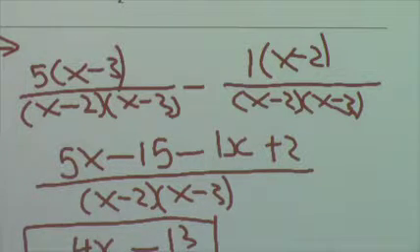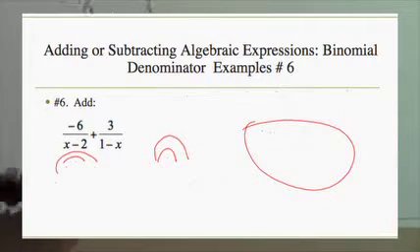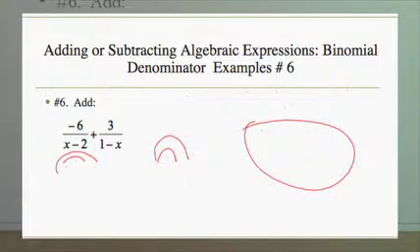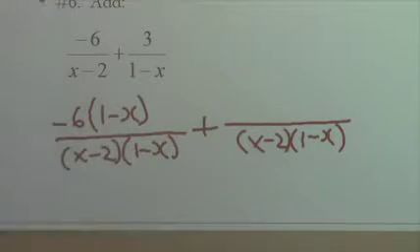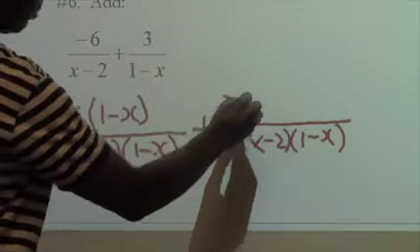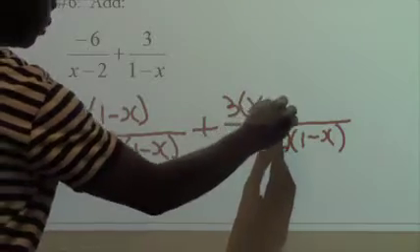Let's try another one. x minus 2, that was going to cancel, I'll be left with this. So I multiply the numerator by this, the same thing here. This would cancel with that, I'm going to be left with x minus 2. So I'm going to multiply this numerator by 3x minus 2.